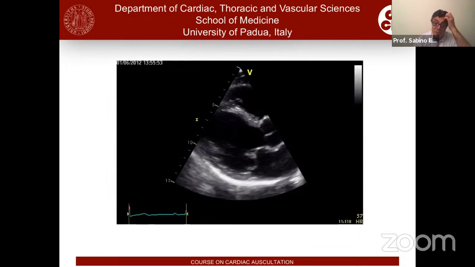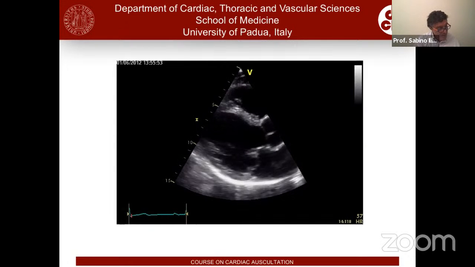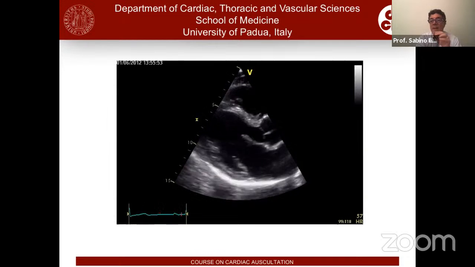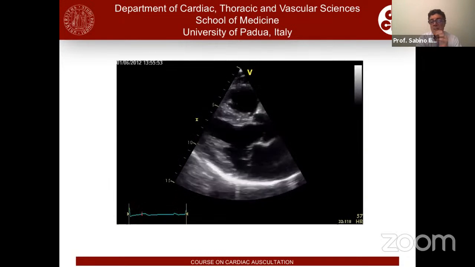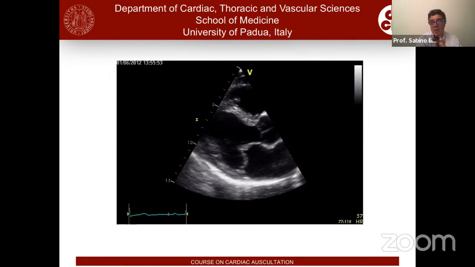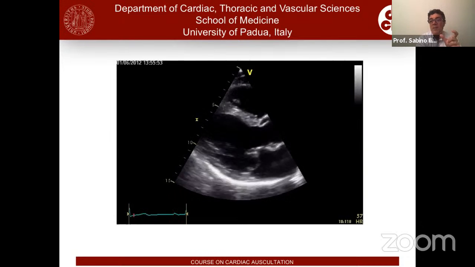Today we have to concentrate on the auscultatory finding, and I can tell you, even if we shall have no time, that the presence of the click in mitral valve prolapse is the expression of some morphofunctional alterations that are representative of a higher risk of arrhythmias.